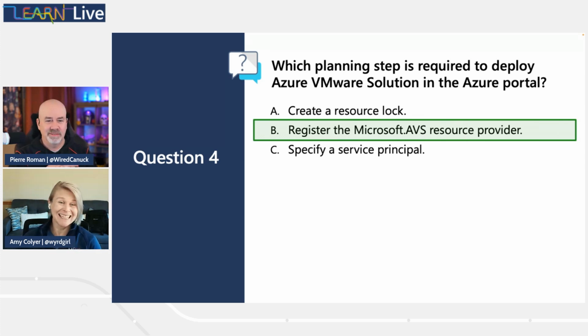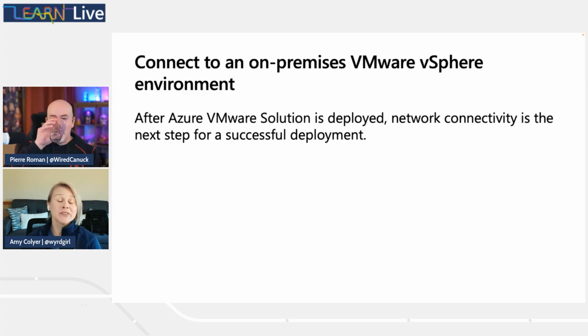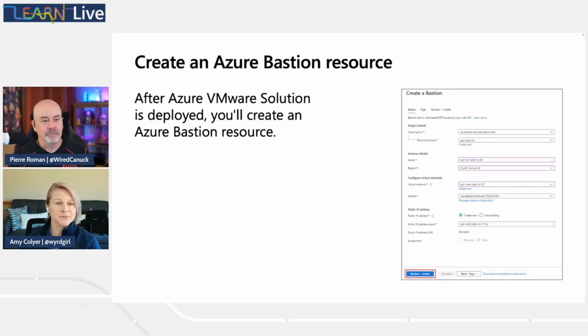So we've deployed AVS, and now we want to connect to on-premises. First, you want to create an Azure Bastion resource, and that's our way to securely connect. Yep. I was going to ask why create a jump box and a Bastion server, because of the jump box we mentioned earlier.